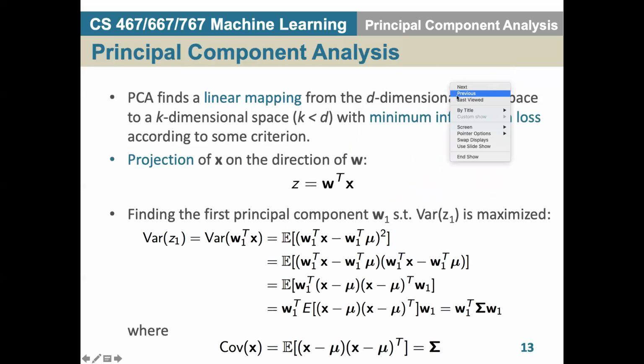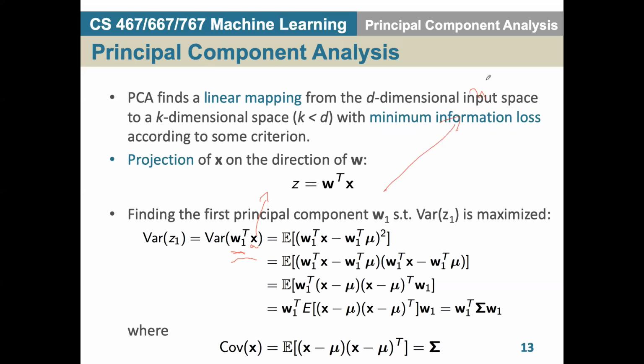Okay, now let's think about how we can find a W that maximizes the variance. Here we have this data point, and this now becomes a random variable. It can be any value in your data set, and we map it along this direction. These are the coordinates, and we want to maximize the variance of the coordinates. So how do you compute it?